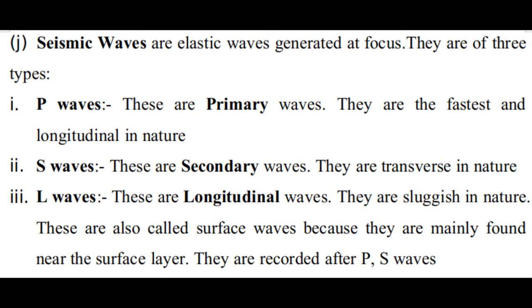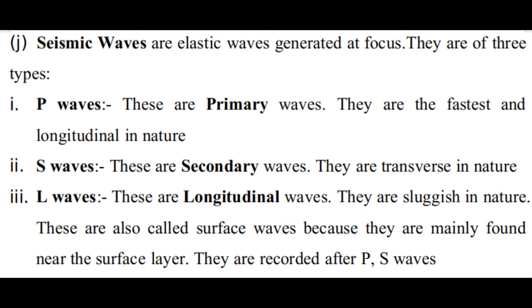Let us now discuss the seismic waves. Seismic waves are the elastic waves which are generated at the focus when an earthquake happens. Now there are three types: number 1 P, number 2 S, and number 3 L. So what are P waves? P stands for the primary waves. They are the fastest and longitudinal in nature. Longitudinal means along the axis, so that is called longitudinal in nature.